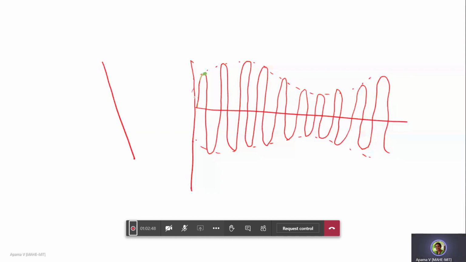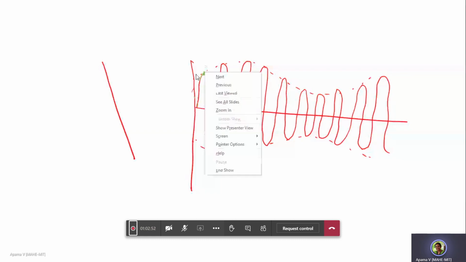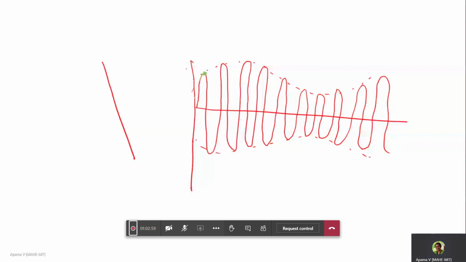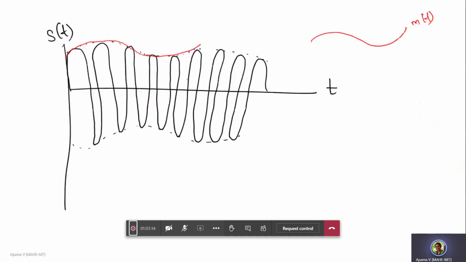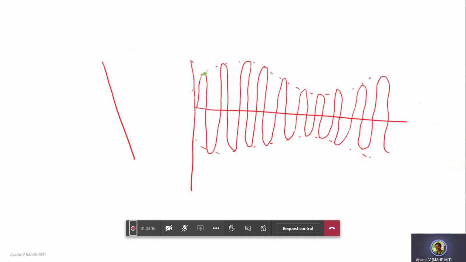So the capacitor gets charged, and again the capacitor gets charged to the maximum value. Then the diode gets switched off, reverse biased. Then what happens? The capacitor charge flows through this resistor and the capacitor gets discharged. So this is the discharging time.